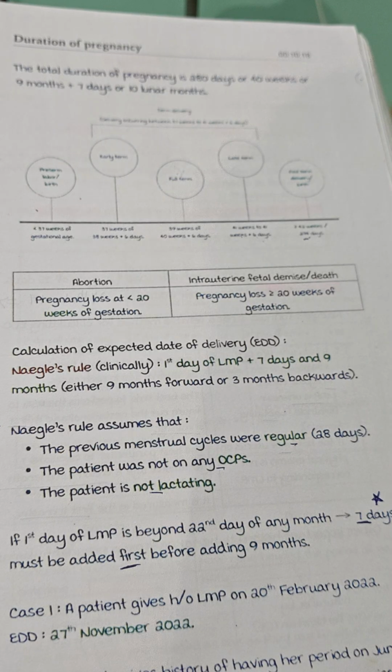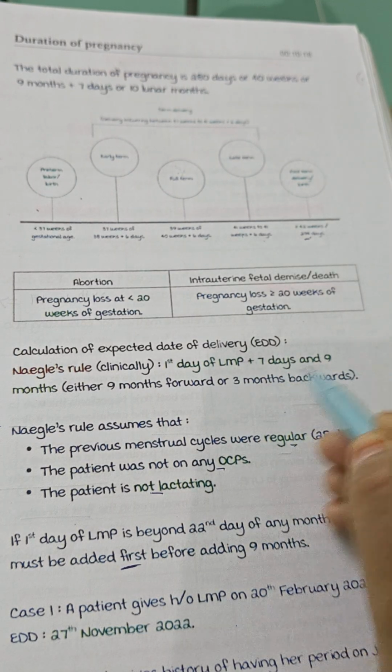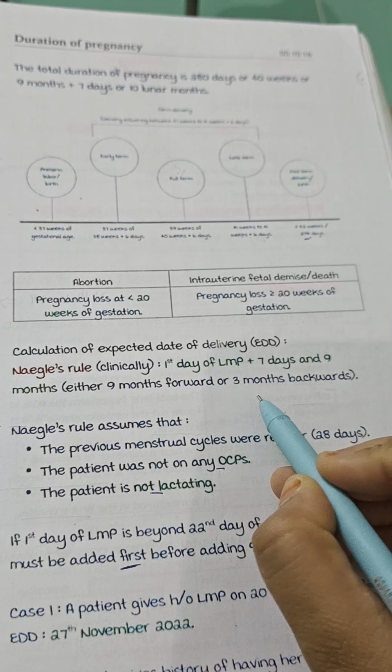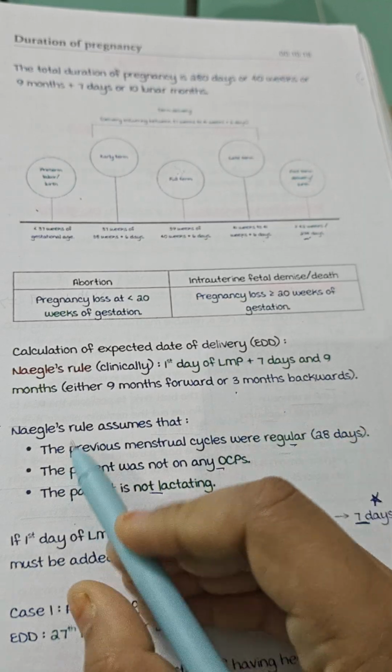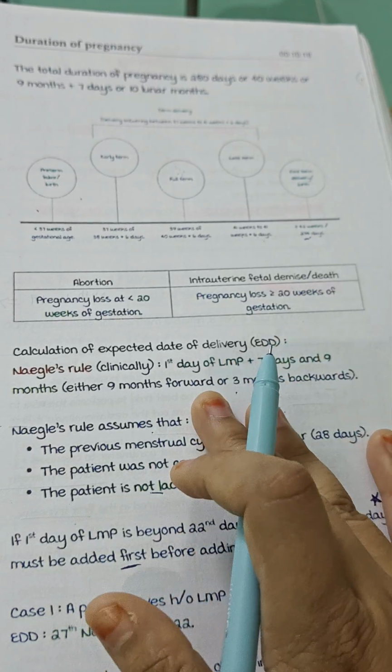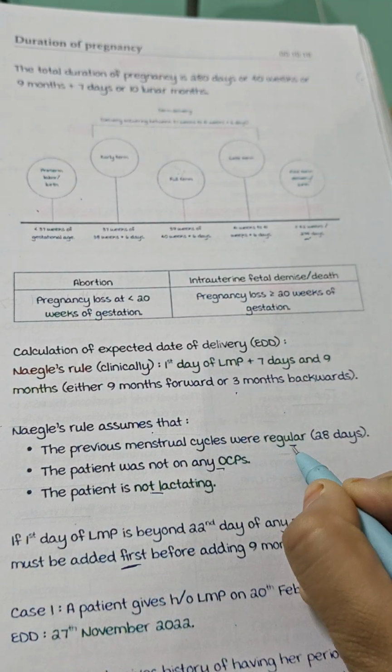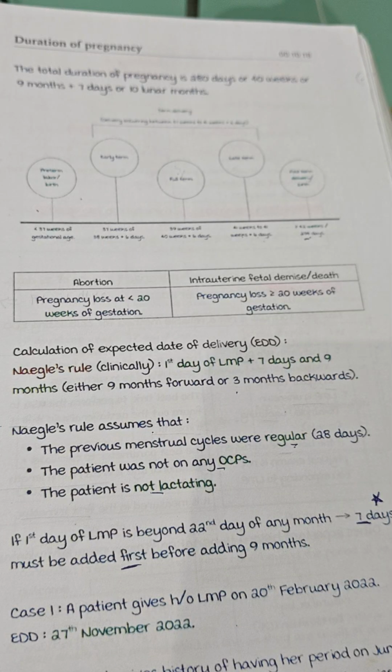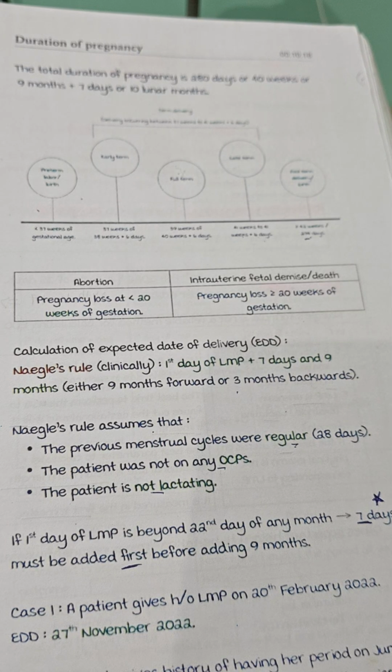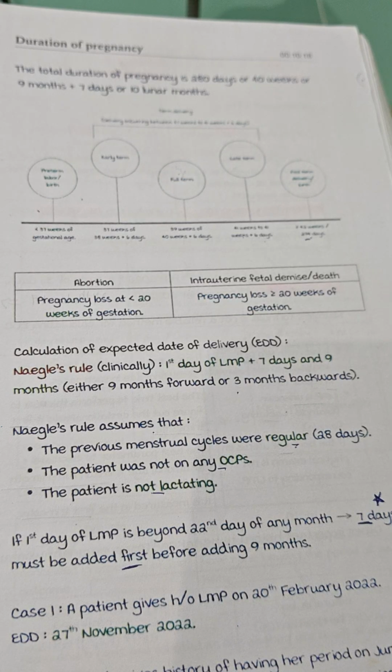Now there is one rule known as Naegele's rule, which is used to calculate the estimated date of delivery, in which we ask the patient about the first day of LMP, and then we add 9 months and 7 days. We can either add it in a forward manner, or if we calculate backwards, then we can subtract 3 months. Naegele's rule applies to those patients who have regular cycles of 28 days, are not on any OCP and are not lactating. If the first day of LMP is beyond the 22nd day of any month, 7 days must be added first before 9 months.